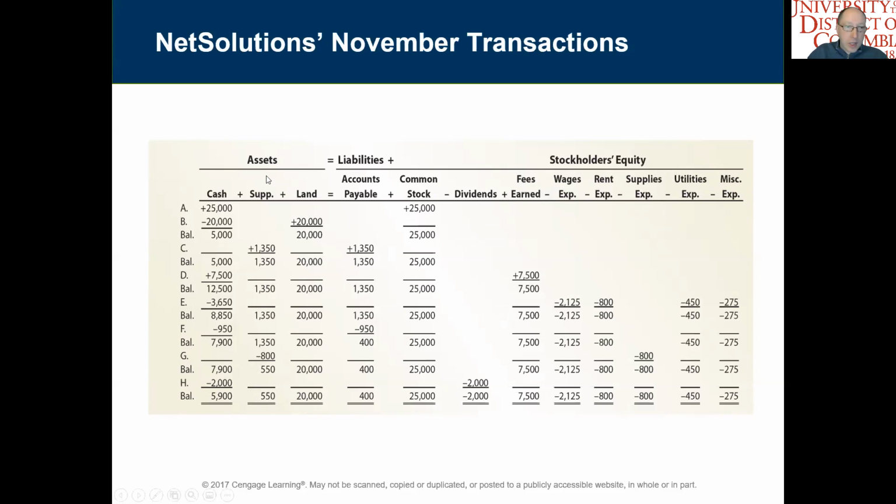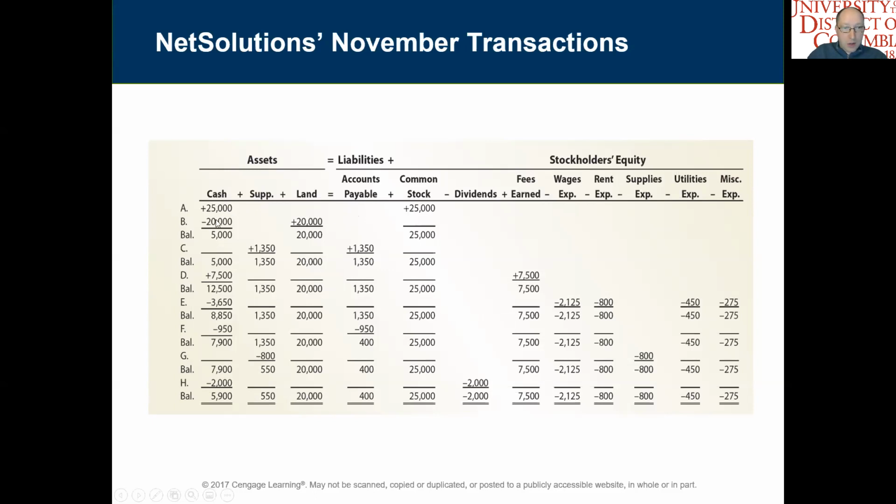And as you can see, based off of these transactions, in transaction A, it looks like we issued $25,000 worth of common stock. So we increase our cash by $25,000. We increase our common stock that was issued by $25,000. The accounting equation is still in balance: $25,000 to assets and $25,000 to equity.